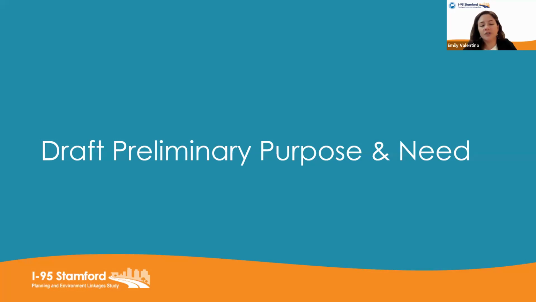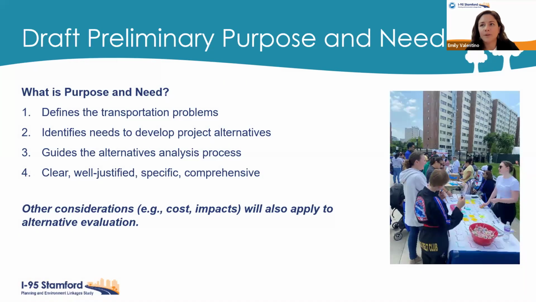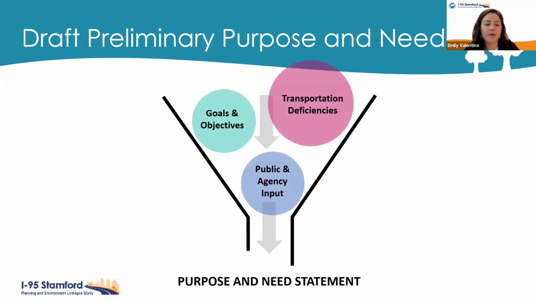So we've gotten through the deficiencies for the bridges, the main line, the local roadway. Now we'll talk a little more about the draft preliminary purpose and need. So John mentioned that at the beginning. We'll start with what is a purpose and need. A purpose and need is a statement. It defines the transportation problems, and it identifies the needs that can help guide the alternatives analysis process. So we want this statement to be clear, specific, and comprehensive.